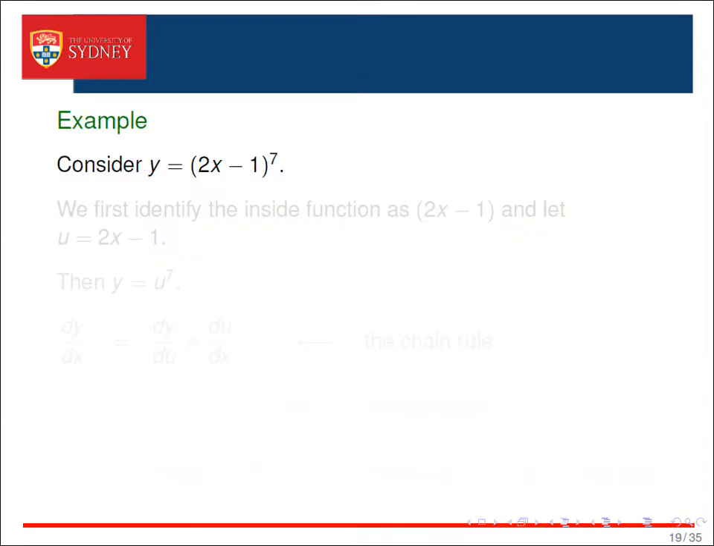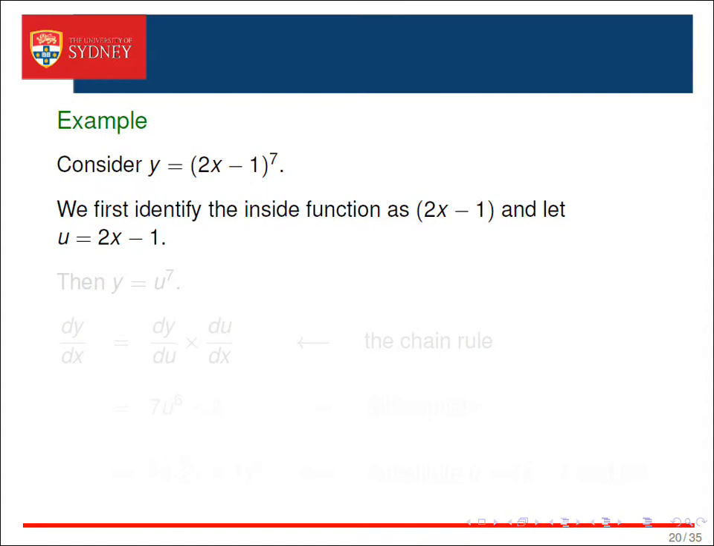Alright, let's now use the chain rule to differentiate the composite function y equals 2x minus 1, all raised to the power of 7. We first identify the inner function u as the function 2x minus 1. This means we can now write y in terms of u, namely y equals u to the power of 7. The chain rule then states that our derivative dy dx is equal to dy du times du dx. So now all we have to do is calculate these two smaller derivatives and multiply them together.